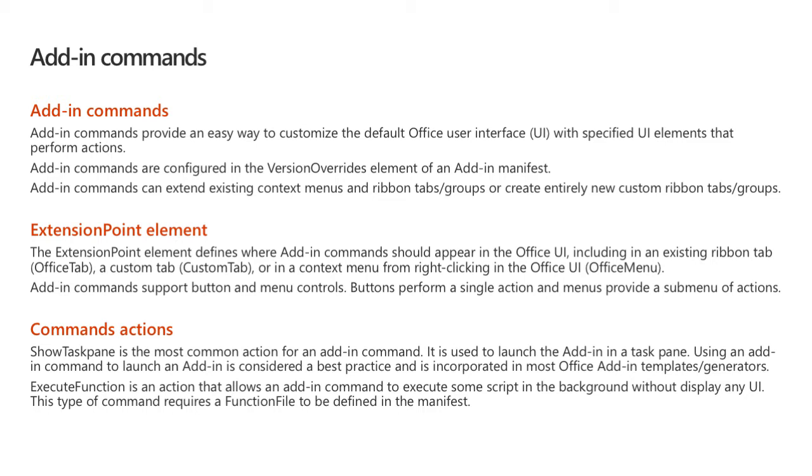Now we also have extension point elements. An extension point element defines where the add-in command should appear in the Office UI, including in the ribbon, both custom and existing tabs, and the context menus from right-clicking in the Office UI. An add-in command can support button and menu controls as well, where buttons perform a single action and menus provide a submenu of actions.